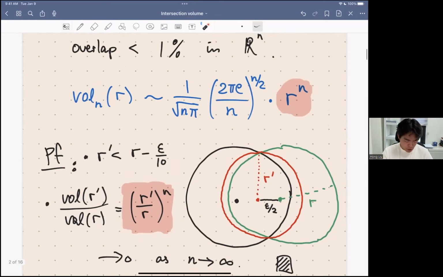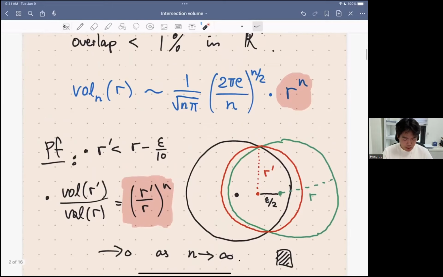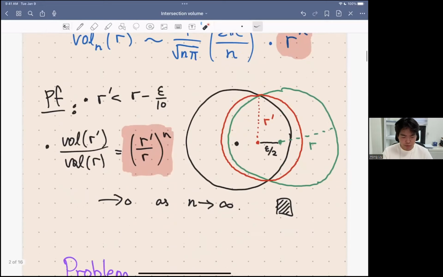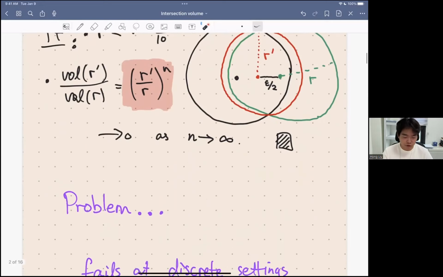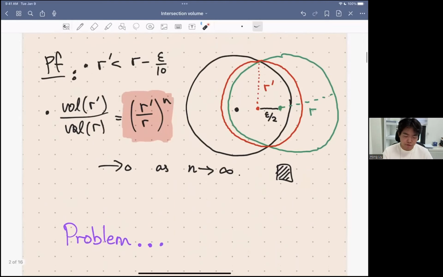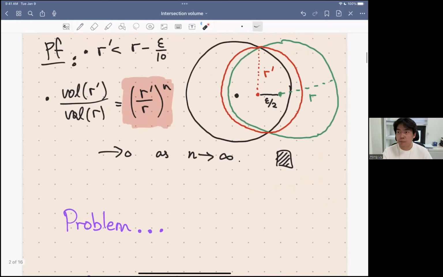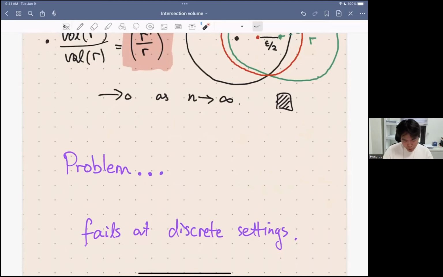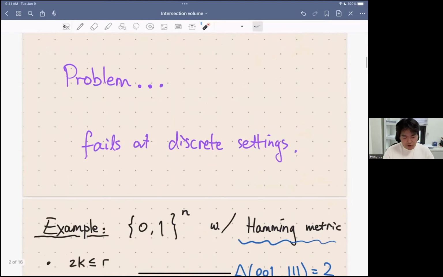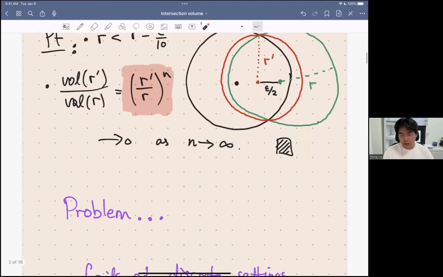But there is some problem here. So what is the problem with this proof? It's a very nice proof, but this proof fails in the discrete setting. So what do I mean by that? Let me give you an example to illustrate what I mean with this strategy.